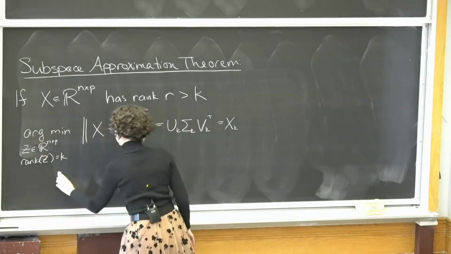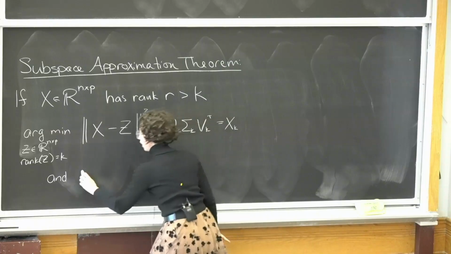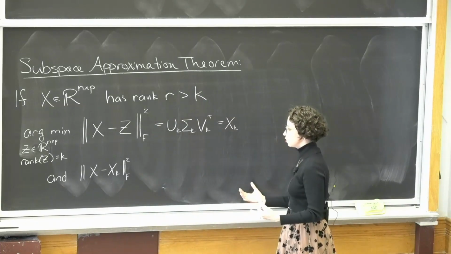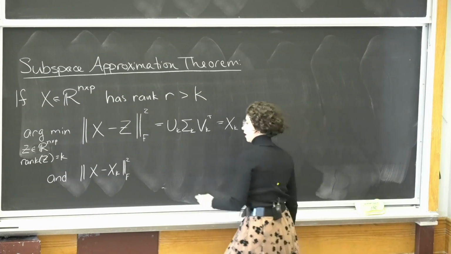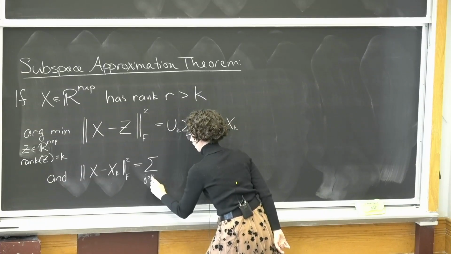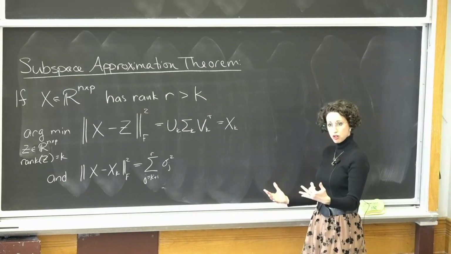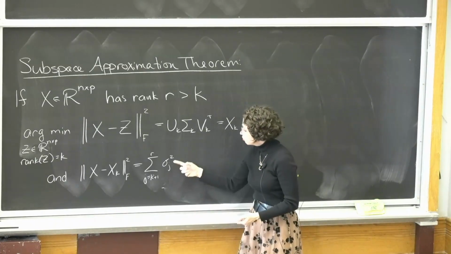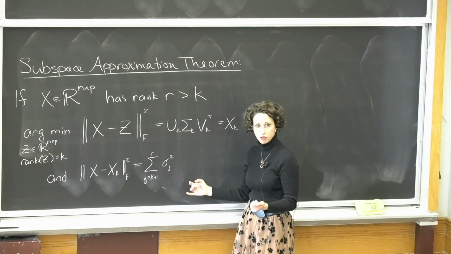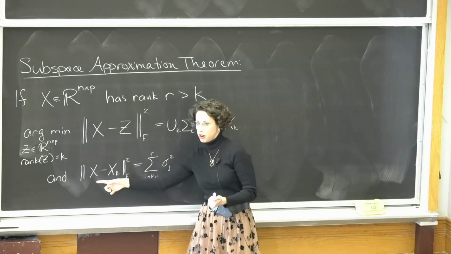In addition, we can say, well, how much did we lose by doing this approximation? So we can say, how big is the difference between X and XK? What's the squared error between them? And this is going to be equal to the sum from J equals K plus 1 to R of sigma J squared. So in our truncated SVD, effectively what we're doing is we're taking all of the singular values past the kth one, and we're setting them equal to 0. So if we look at how big those singular values are that we cut off, that's telling us how much error we incurred.